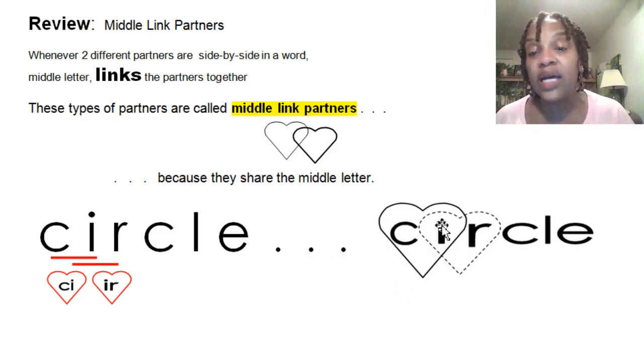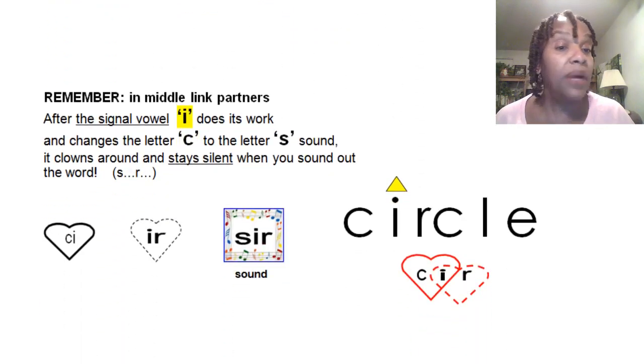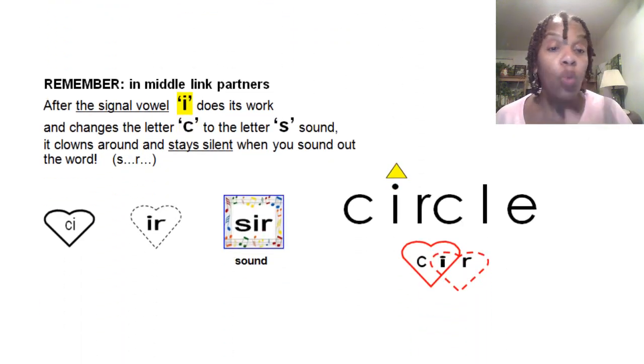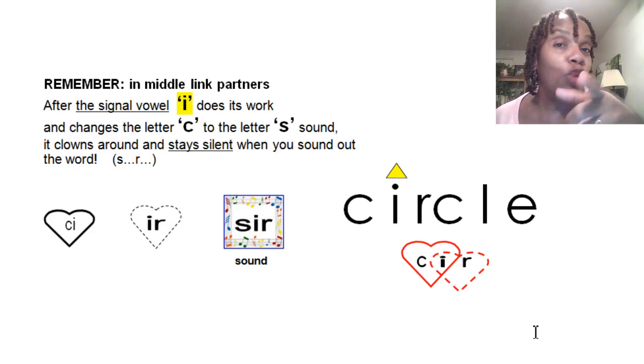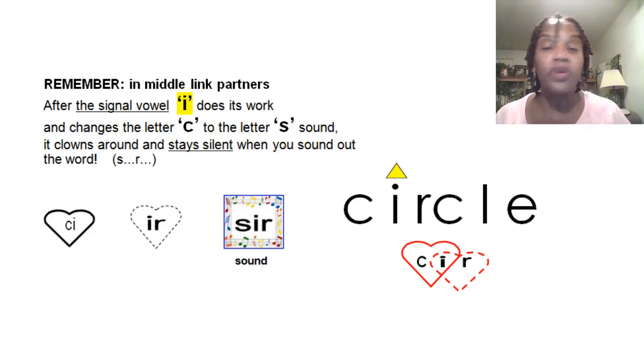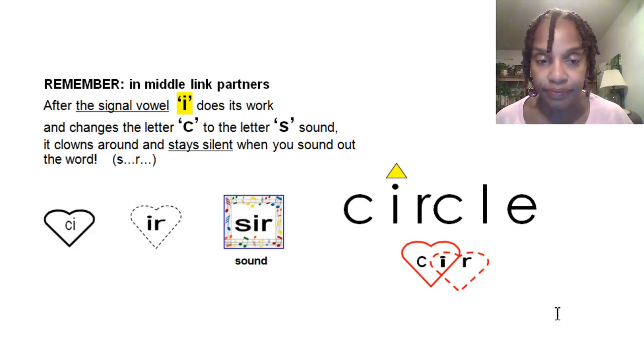So you can see CIR. Okay? Good job. But when you sound it out, remember, once the signal vowel does its thing, changing the C to an S, it's silent. It stays silent. So, using the sound out clues that I provided you and knowing what you know about middle link partners and signal vowels and all that other jazz, can you sound out that word for me? Did you say circle? Good job, circle.